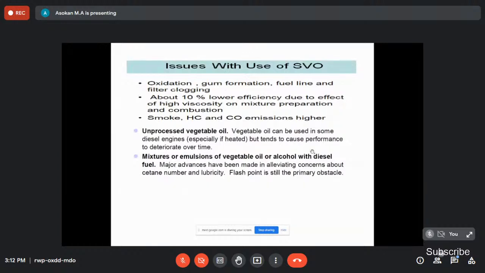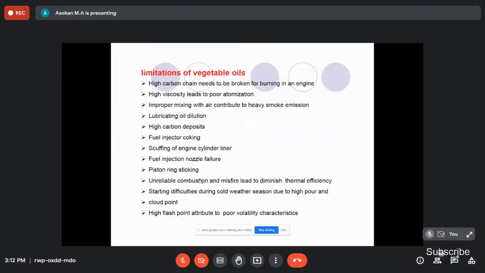Suppose we blend the vegetable oil, a certain percentage, with diesel and alcohol. Then we can attain almost equal specifications to diesel. Then we can use vegetable oil as a fuel. So these are all the limitations. See, high viscosity, poor atomization, improper mixing, lubricating oil dilution, high carbon deposits. These are the many drawbacks if we are using vegetable oil as a fuel.